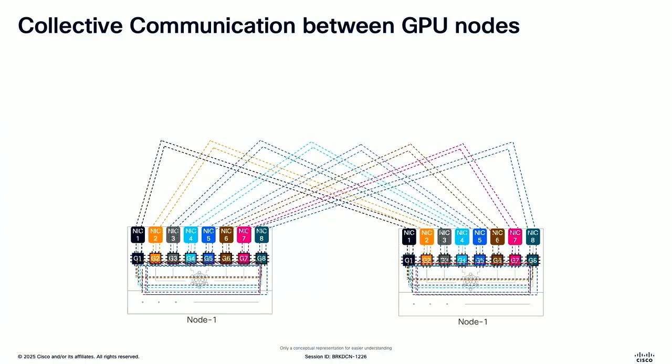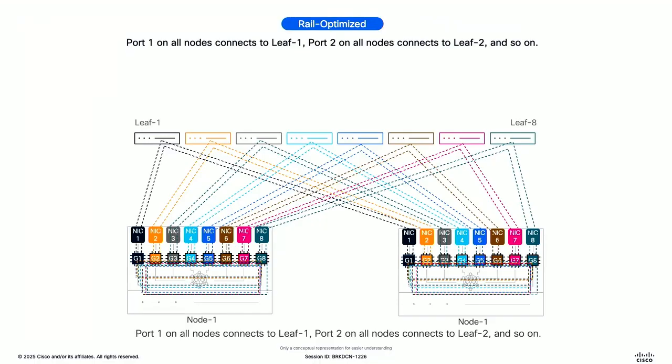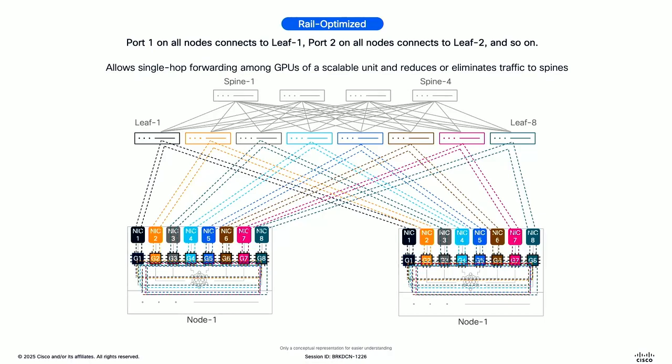Now, if this challenge is brought to you as a network engineer, you think: how should I connect these servers? Connect them via the same switch. Essentially, NIC 1 should go to the same switch. That's exactly what we do in Rail Optimized Design, and this is the basic reason why Rail Optimized Design was invented. It provides single hop forwarding between all the GPUs of the servers. In this state, traffic is not even going to the spines.